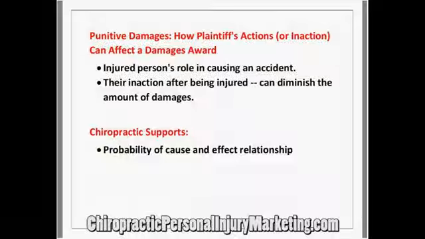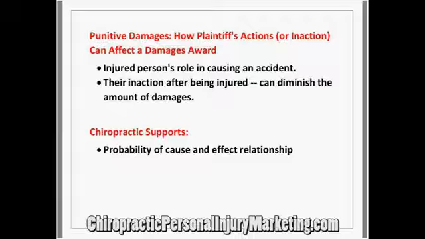So punitive damage, or how the plaintiff's action or inaction can affect the damages. What was the injured person's role in the act causing the accident? And again, their inaction after being injured. And this is important too. What did the person do or not do?